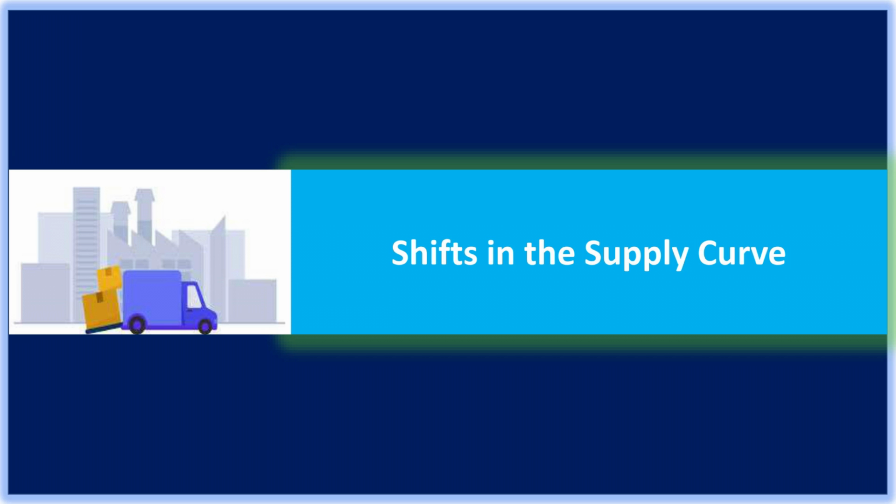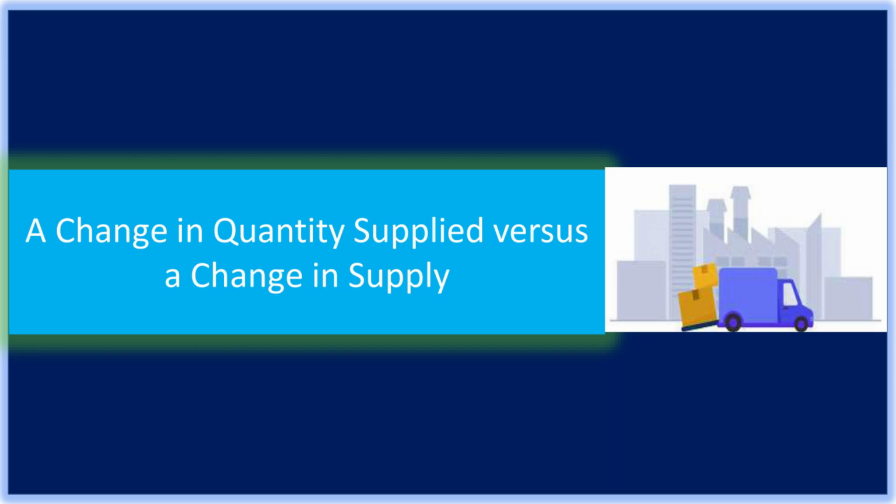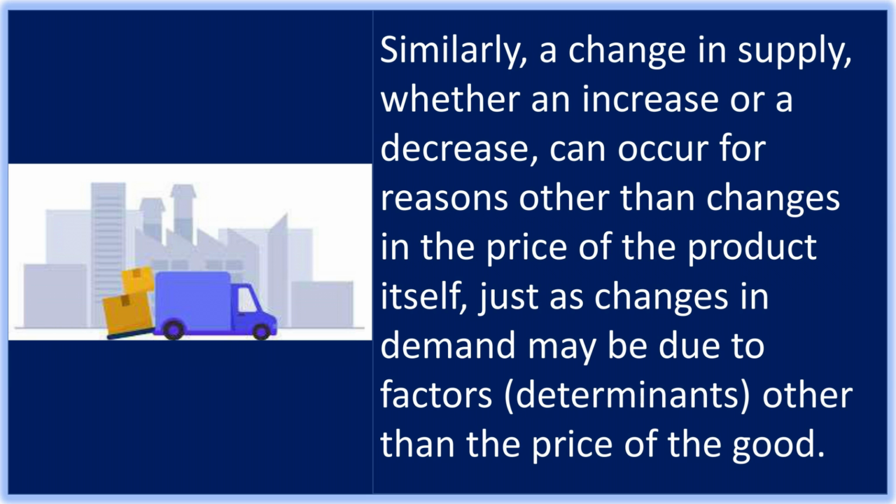Now we will be moving on to shifts in the supply curve. A change in quantity supplied versus a change in supply. Similarly, a change in supply, whether an increase or a decrease, can occur for reasons other than the changes in the price of the product itself, just as changes in demand may be due to factors or determinants other than the price of the good.